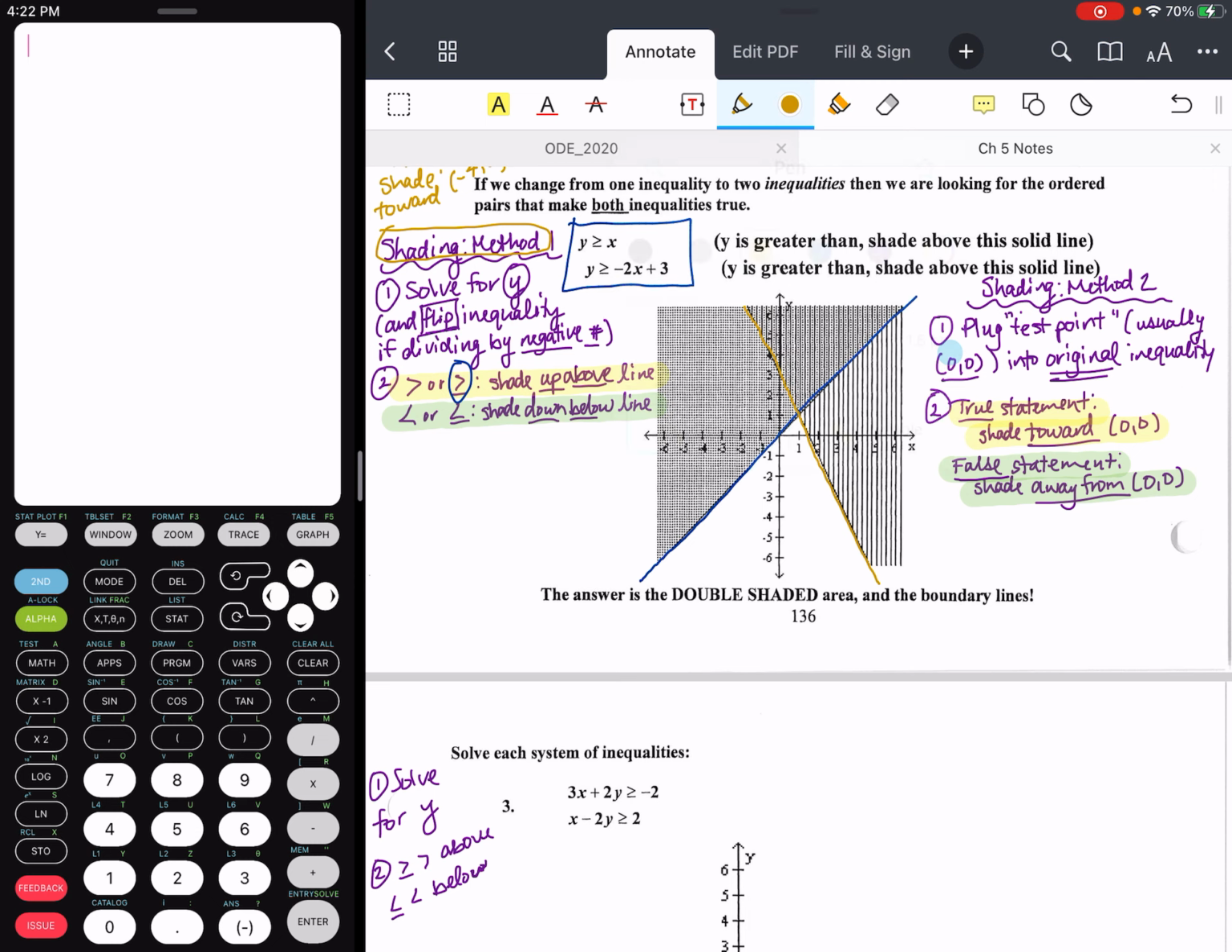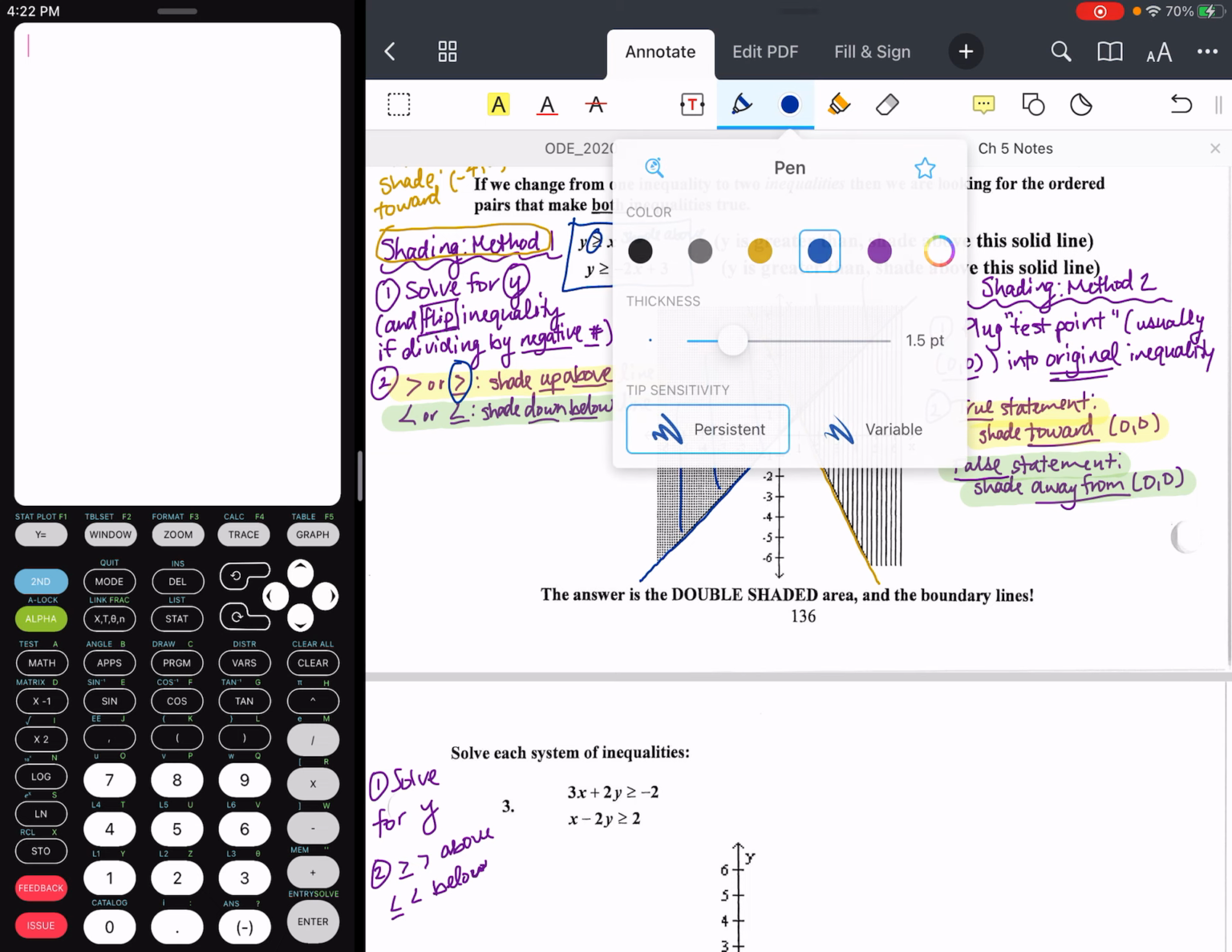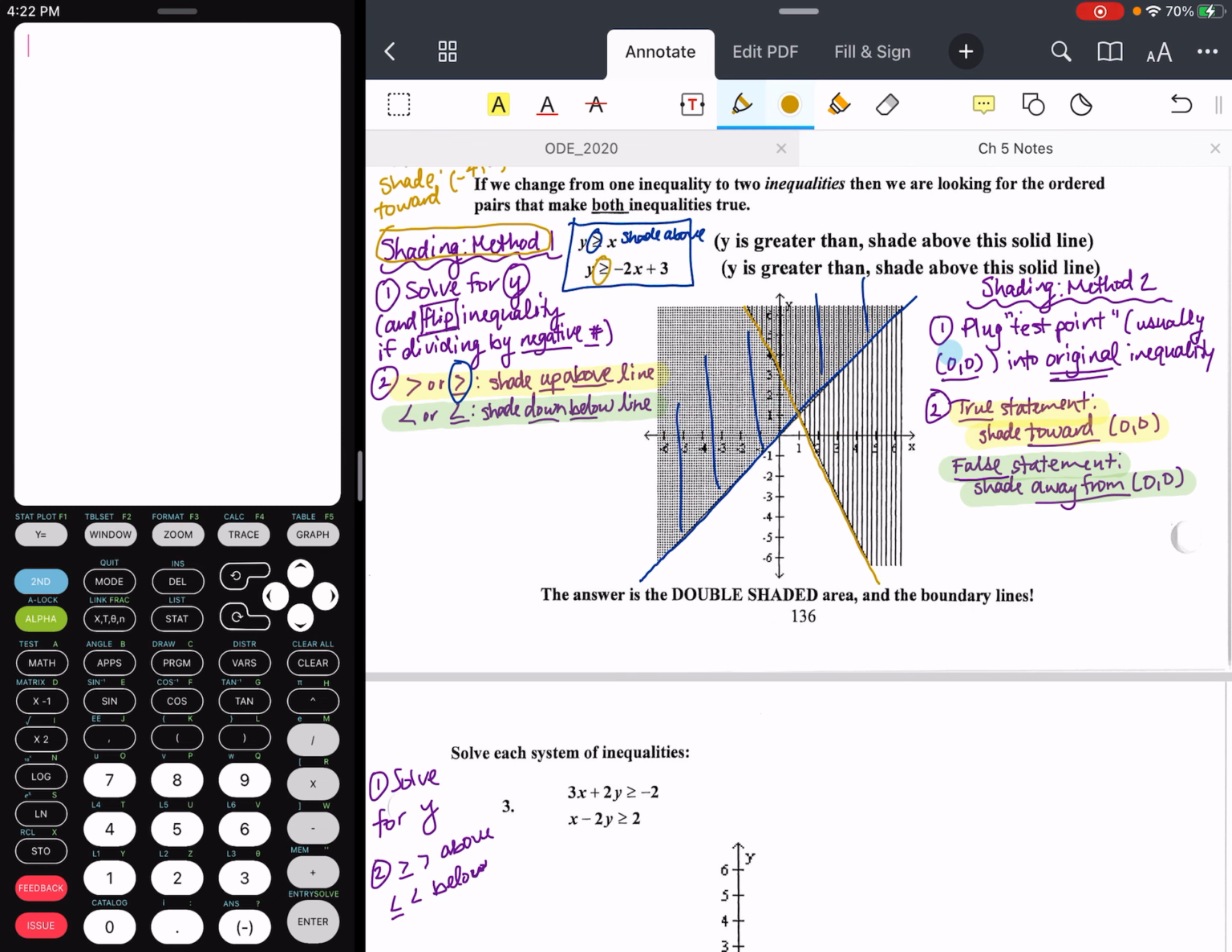So for our top inequality, y greater than or equal to x, I'm going to shade up above that solid line. So there's y greater than or equal to x, and I would just lightly shade for now up above that line. For my second inequality, y greater than or equal to negative 2x plus 3, again, I'm going to shade above that solid line as well. So I'm going to lightly shade above my yellow line. And my overall final answer is where the shading overlaps.